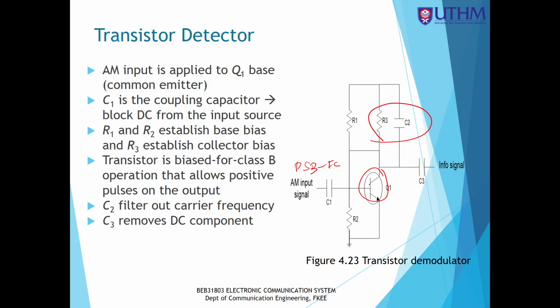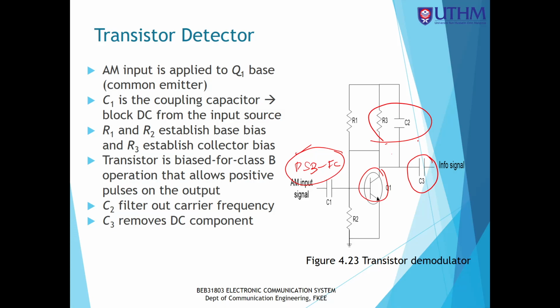This transistor will remove the negative cycle of the double sideband full carrier. During the positive cycle, the RC tank circuit will charge. During the negative cycle of the input, the RC tank circuit will resonate and discharge. So it will fill out the negative cycle, and therefore we get a complete positive and negative cycle.